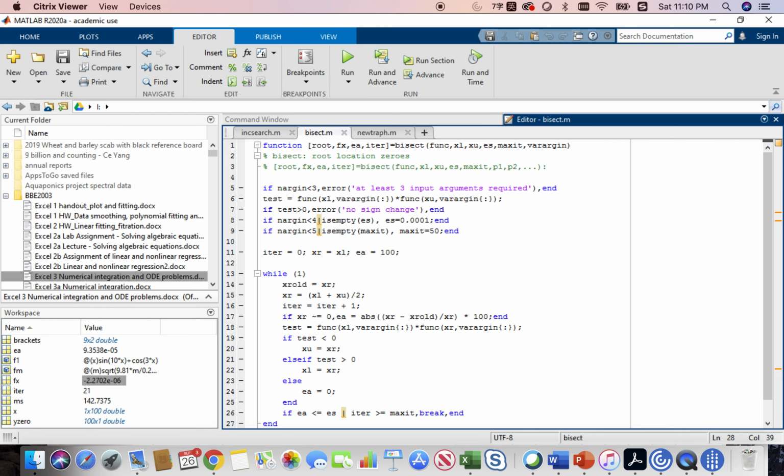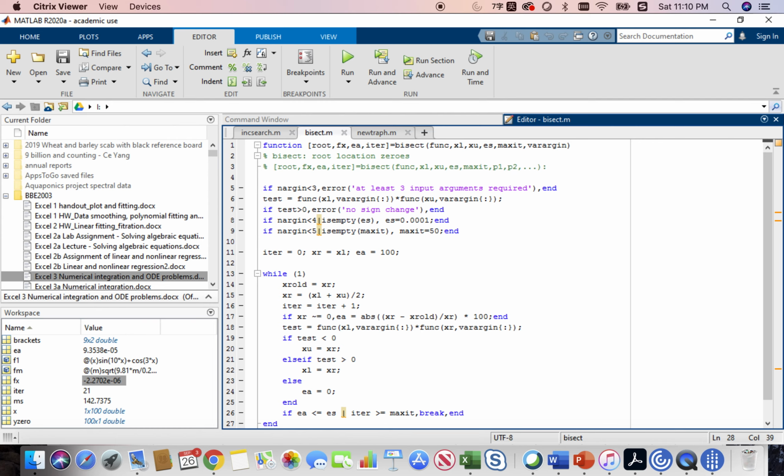If es, the input, is not given, then we have a default value for es, which is 0.0001. If maxit is not given, then we have a default value for maxit, which is 50.